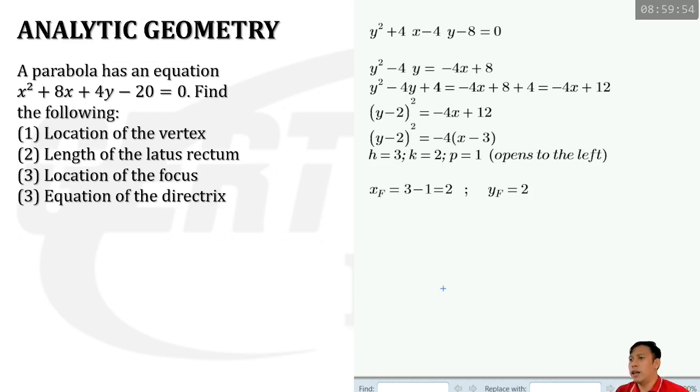Sound check. Somebody asked dito in the Padlet, sabi niya, Sir, dili ba ni to open to the right? Again, as you can see, when we factor the negative 4 out, no, from x, negative 4 times quantity of x minus 3, okay, naging ano siya, naging negative siya, di ba? Ano ibig ko sabihin? Di ba?